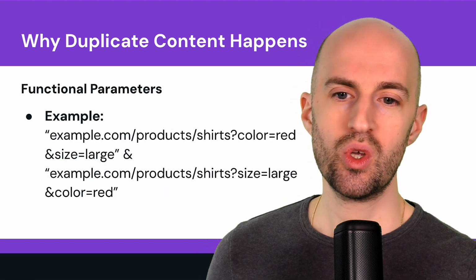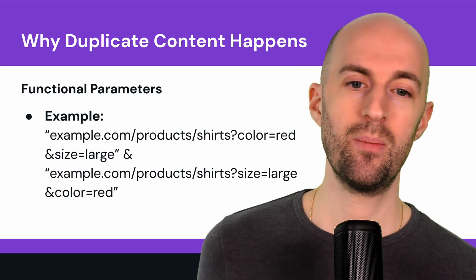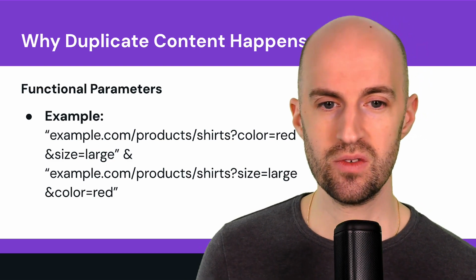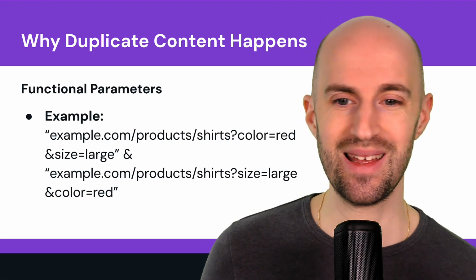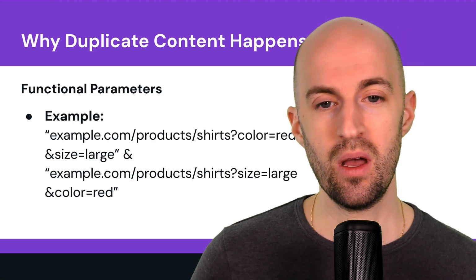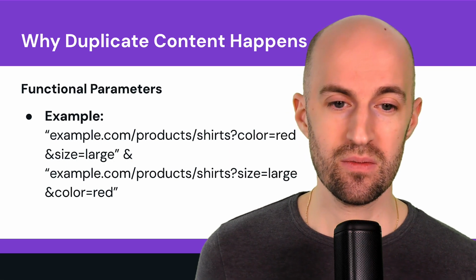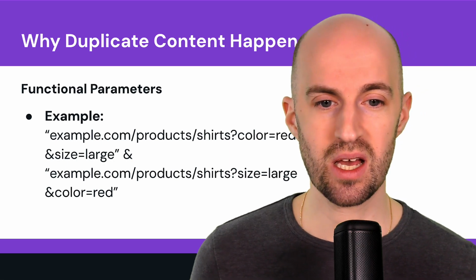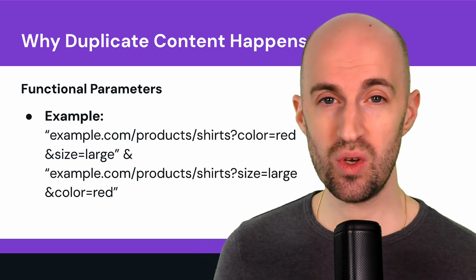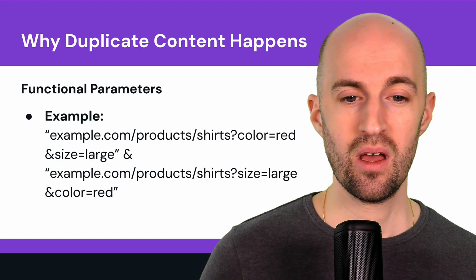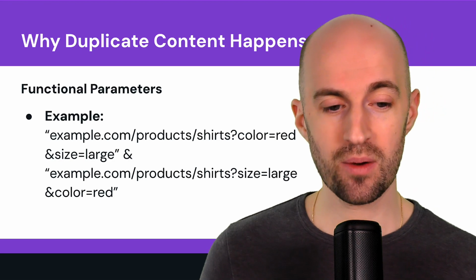So also, let's say we have a shirt product, and we filter by the color red and size equals large. But then if the parameters are reversed, like size equals large and color equals red, the same products show up, but they're two different URLs, even if they're in a different order.